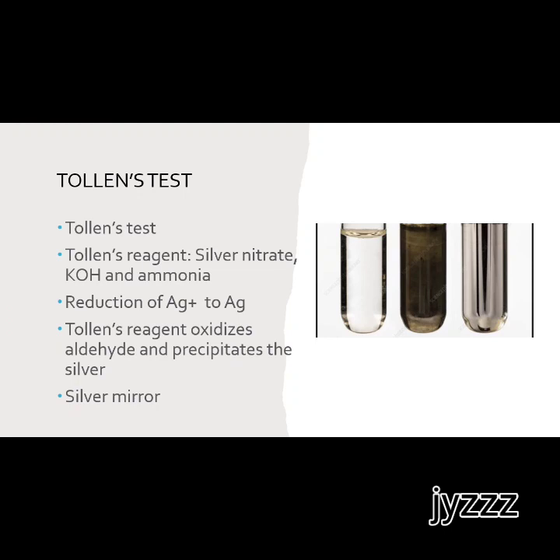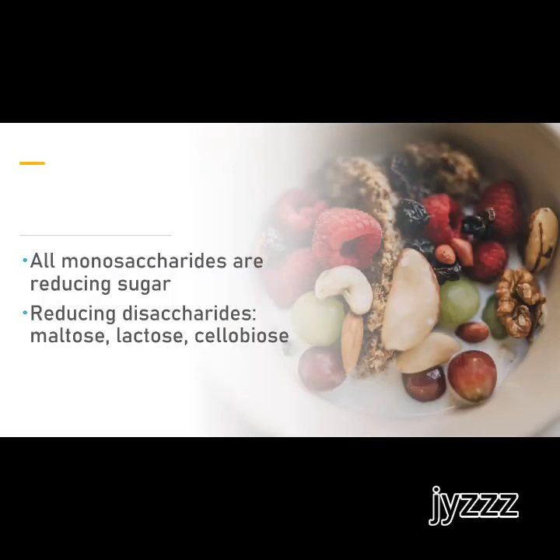So all your monosaccharides are reducing sugars, like your fructose, your glucose, and the rest of your monosaccharides. And you have your reducing disaccharides here: your maltose, your lactose, and your cellobiose.